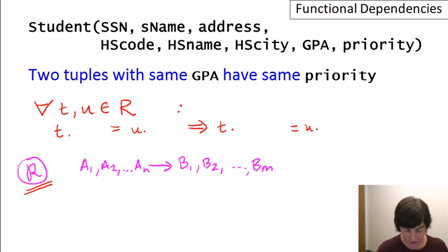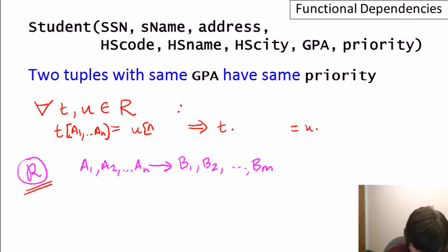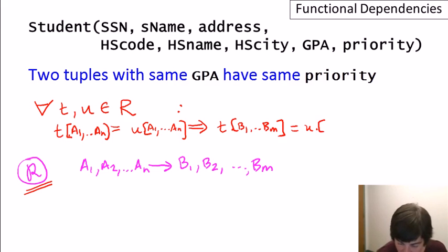Modifying the formal definition in red, now I can't use the dot notation anymore, so I'll use a square bracket, and I'll write t[A1 through AN] equals u[A1 through AN]. So what I'm saying here is that the two tuples t and u have the same values for all of the attributes A1 through AN, and if they do, then they will also have the same values for B1 through BM. We'll be getting to some concrete examples soon.